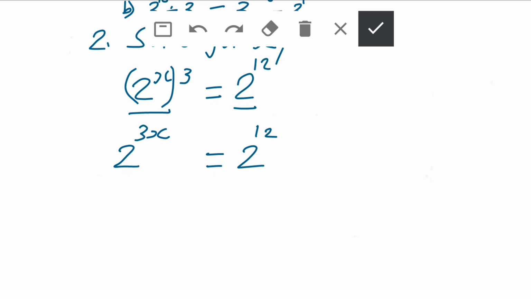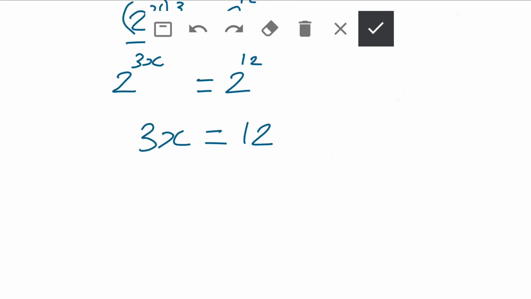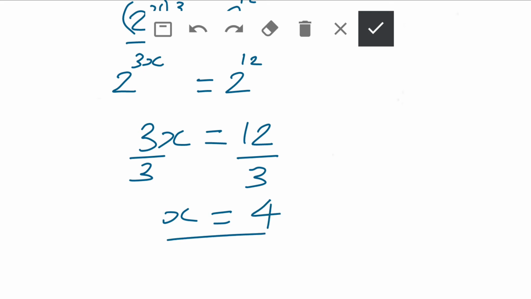Now, what happens if the bases are the same and there's an equal sign? We drop the bases and then we equate the power. So this is going to be same as 3x equals 12, and when we reach here we simply divide both sides by 3 to get the value of x as 4. So the value of x in that case is 4.